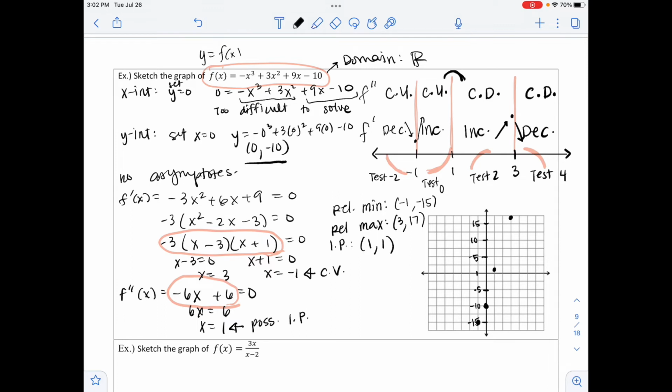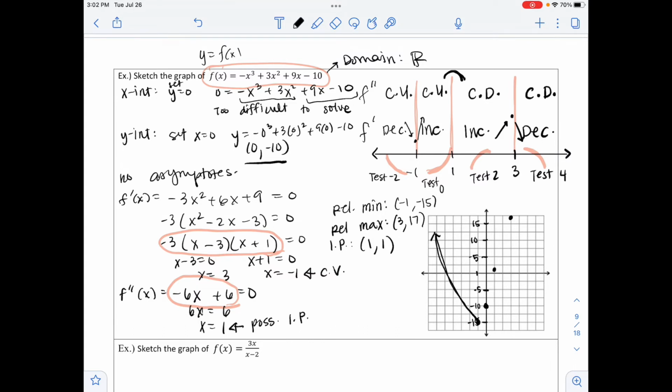So from here, we can go ahead and put all of this together. And so the first interval is smaller than negative 1 for our x values, and we can see that that is going to go up. And again, we don't know exactly how it goes, but it is going to be concave up and decreasing, so draw it the best you can.